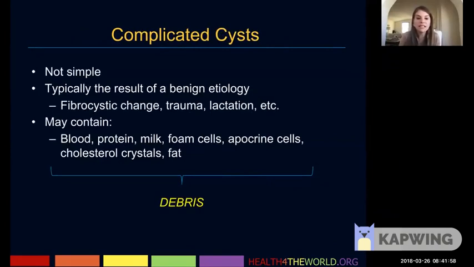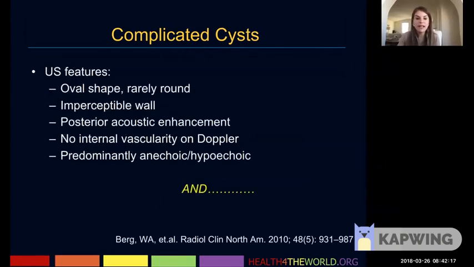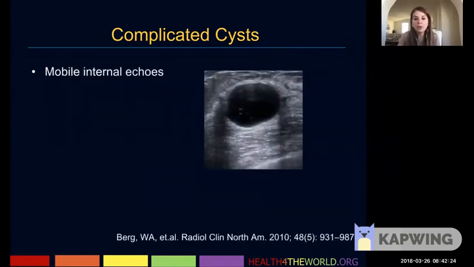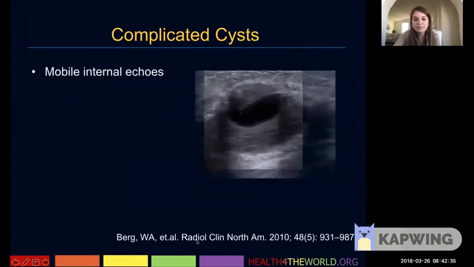We have complicated cysts. These are cysts that are not simple, and they are typically the result of a benign etiology such as fibrocystic change, trauma, lactation. They may contain blood, protein, milk, foam cells, fat. Basically, these are cysts that contain some sort of debris. The ultrasound features, well, they have the same features as simple cysts that we just reviewed, but they also have these mobile internal echoes as we see here.